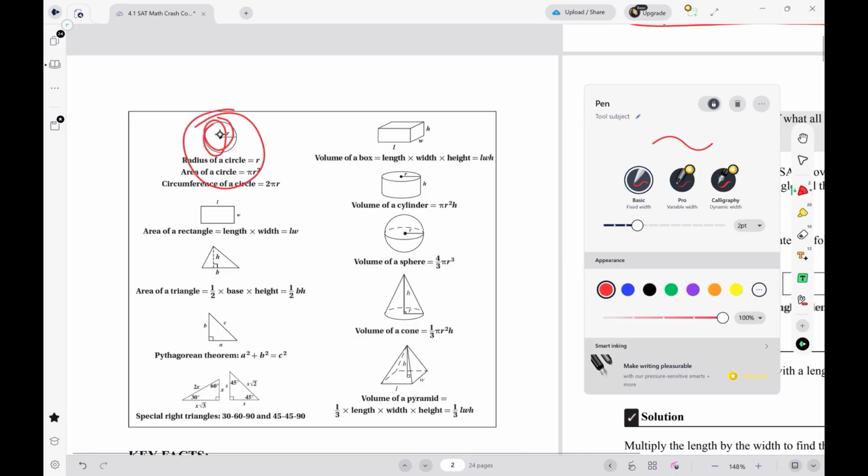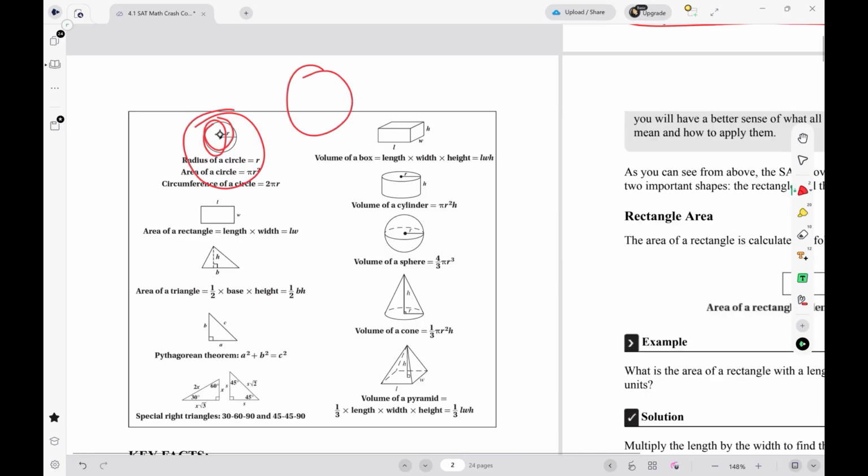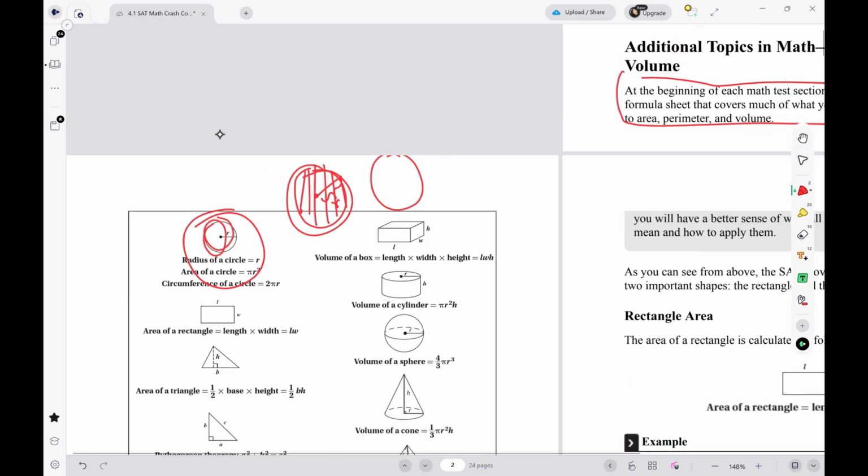The circumference is this thing. It is also a kind of perimeter. A circumference is a kind of perimeter, and the radius is this distance, which we represent with r, and the area of a circle is this whole thing. This is the area.